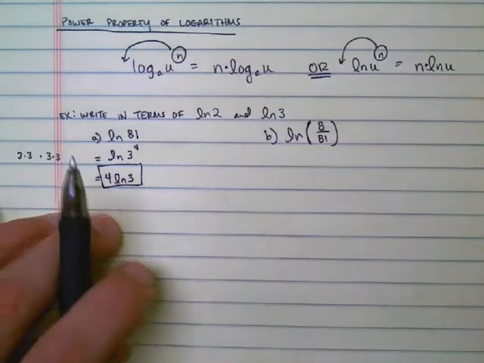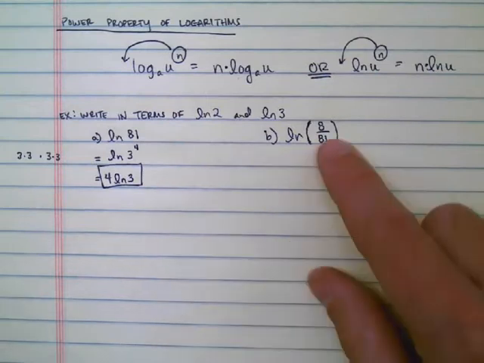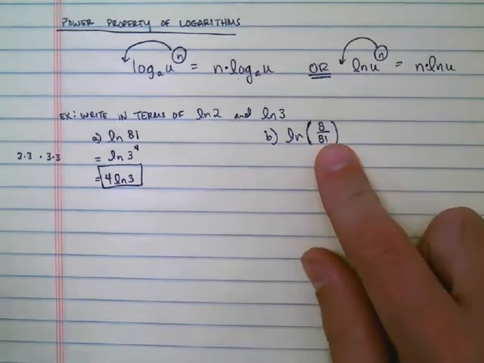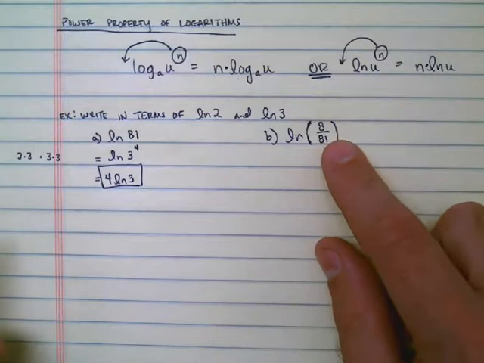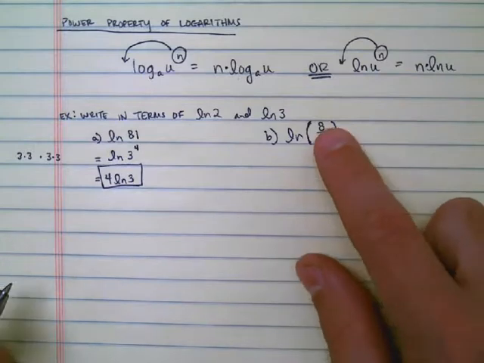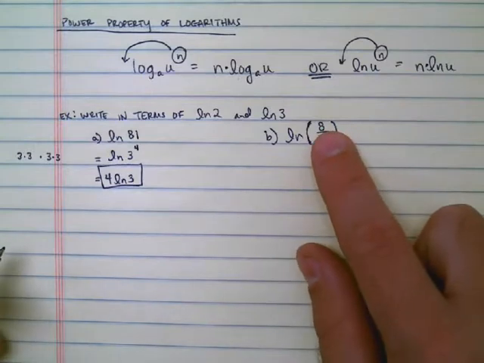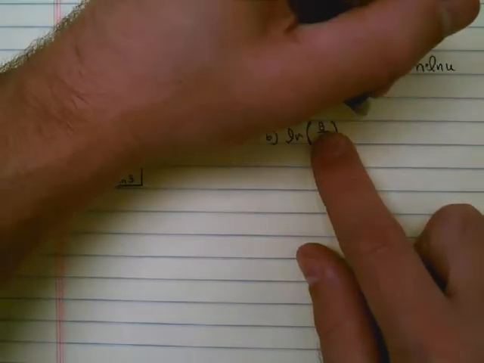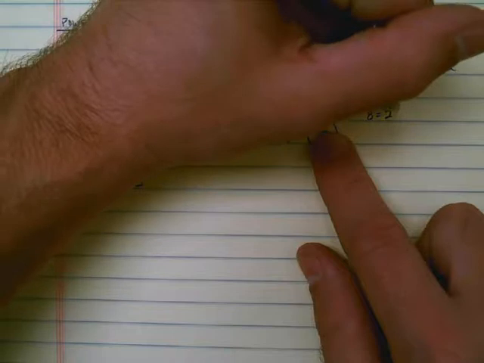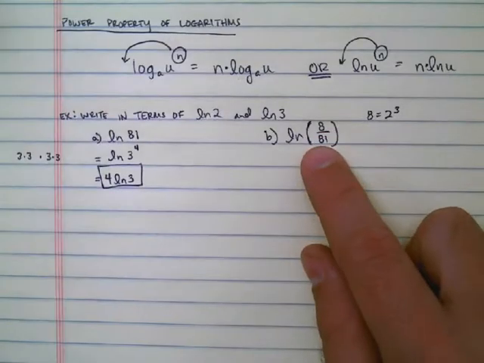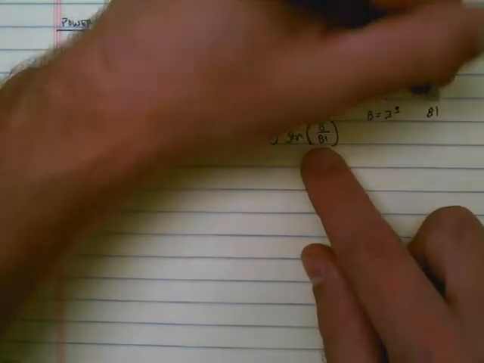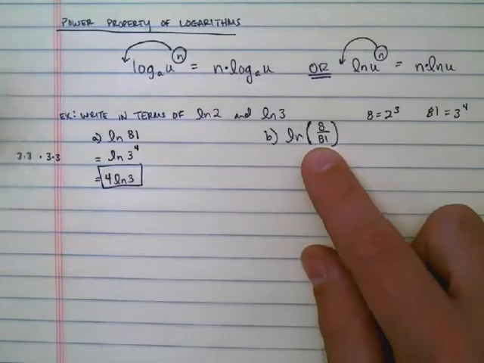Let's do another one. Natural log of 8 over 81. So how can I combine 2's and 3's in order to get the fraction 8 over 81? Well, let's see here. 8 is an even number, so I'm going to be able to multiply 2's, right? So let's try this. 8 is going to be 2 cubed. 81 we just did. We know that that's 3 to the 4th power.